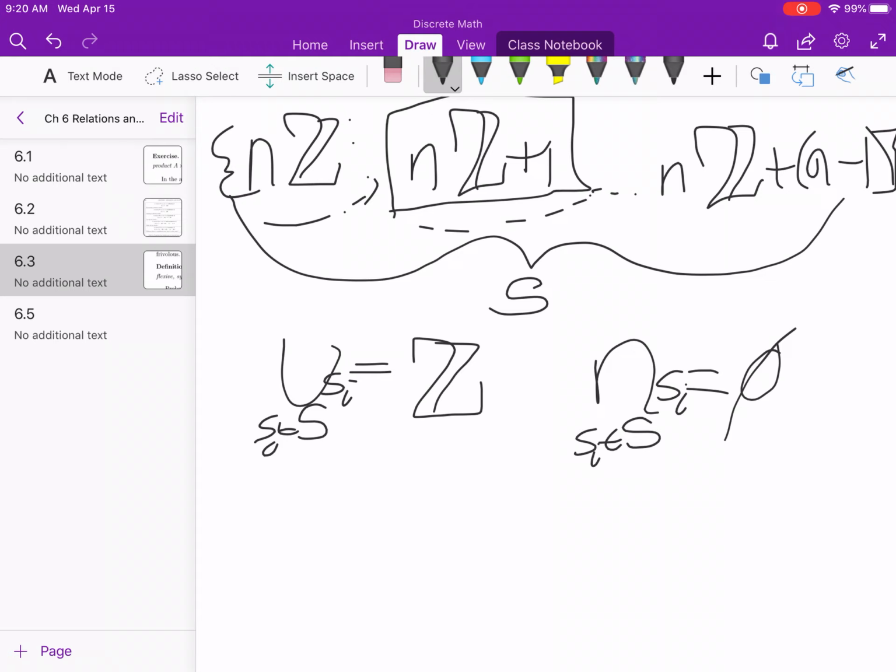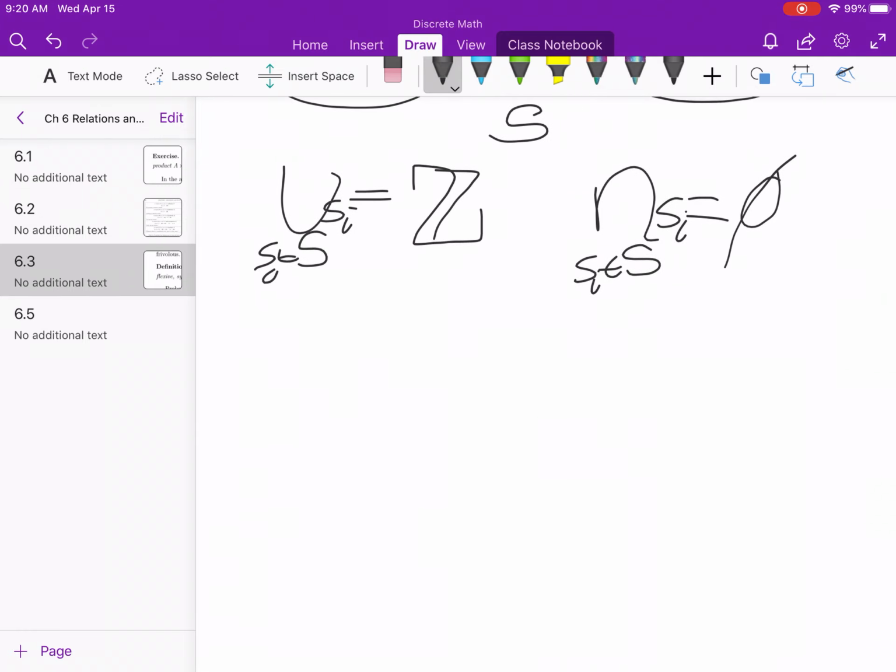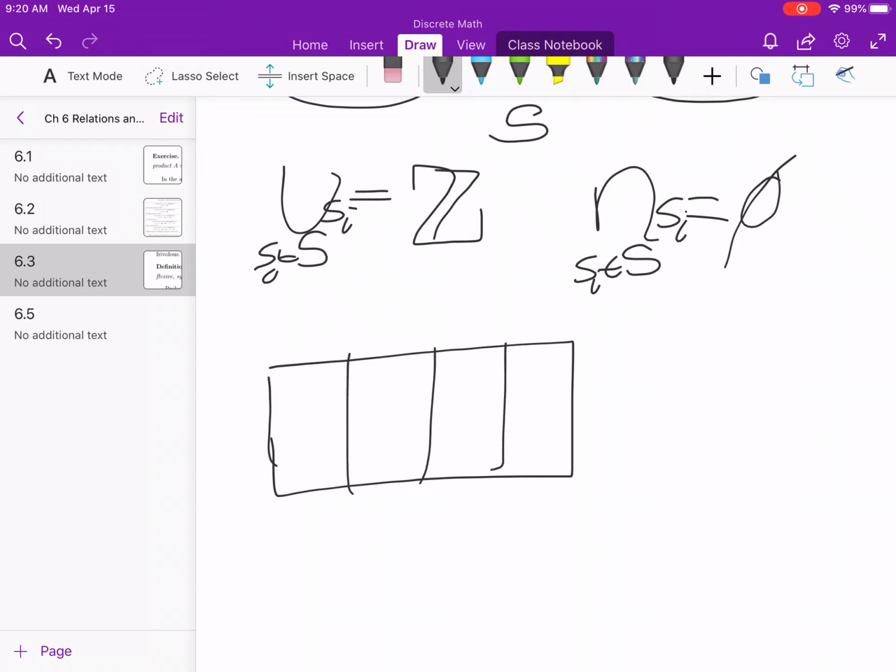And this is what it means to create a partition. If I partition a set, the union of all of the sets I've created out of the partition divides it up nicely. If you imagine that you have a set like this, and I partition it in this way, where I have these chunks, here's S1, here's an S2, here's an S3, here's an S4.